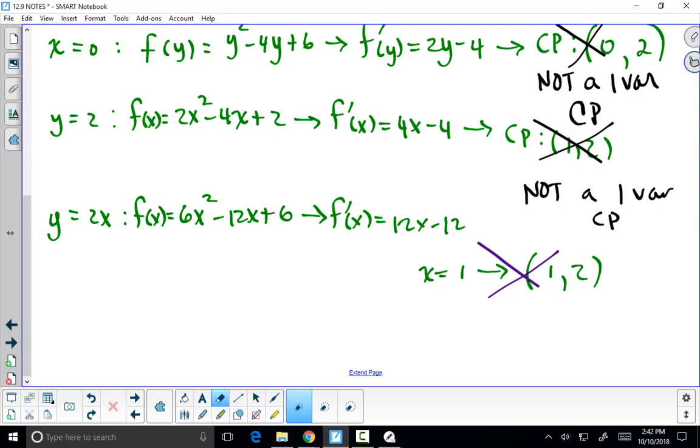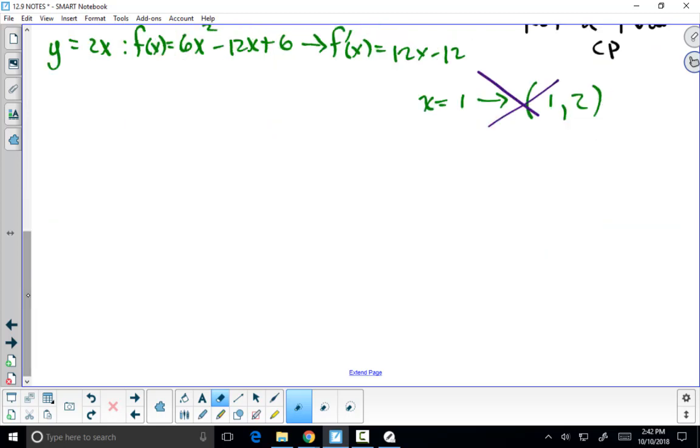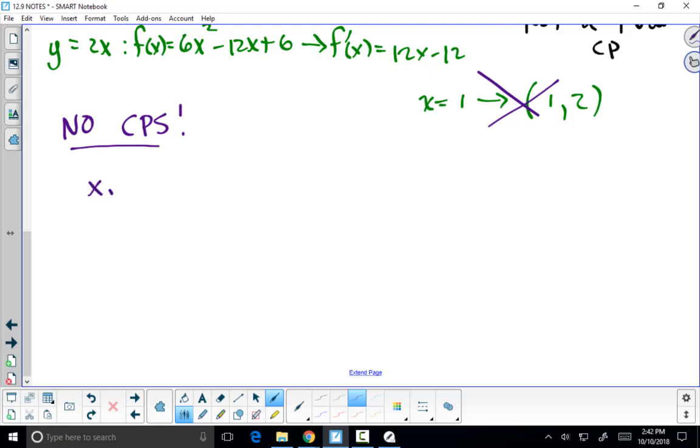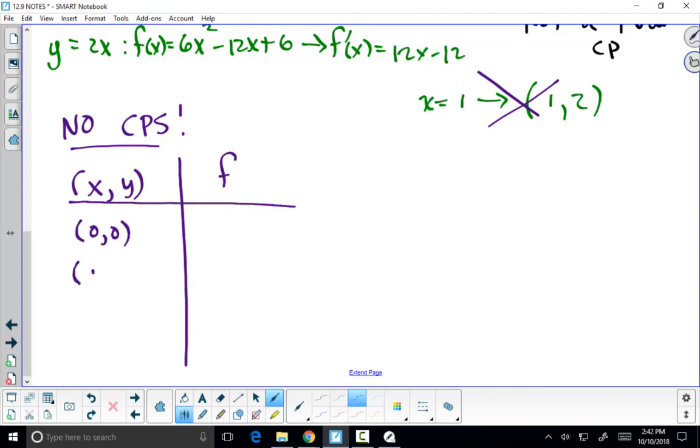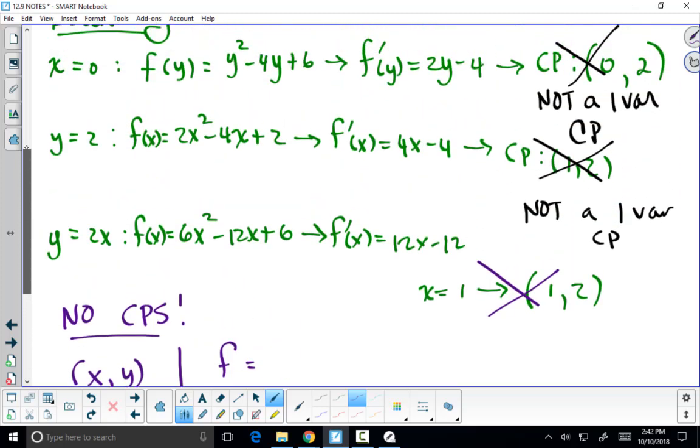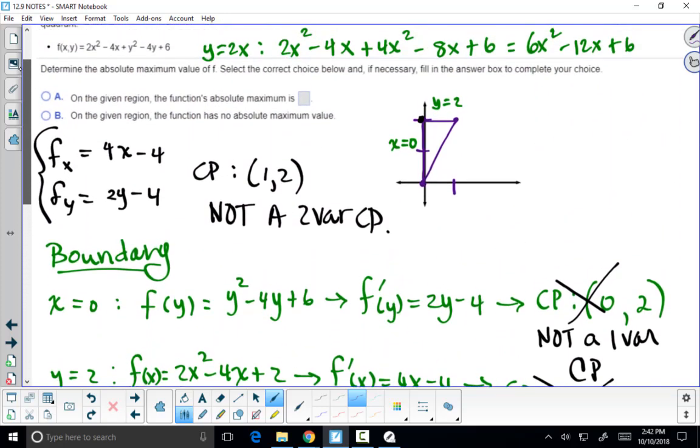This is interesting. That's a boundary point. So we have no critical points, but we have a bunch of boundary points. So there are no critical points by definition. We look at our boundary points, because we always have to test critical points and boundary points. So our critical points, none. Boundary points, 3. And we're going to plug those into our function.